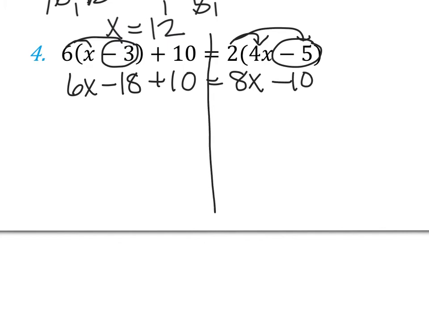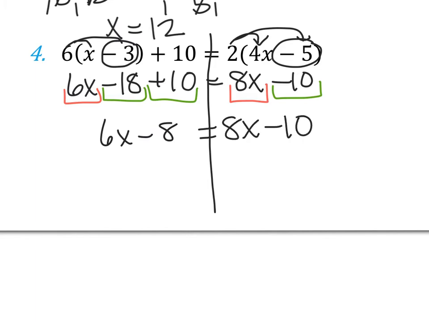Let me draw my line, and let me throw in some color, so I can see all my like terms. So I'm going to start off with my like terms that I see over on this left-hand side and combine them. You don't have to. There's many ways that you could go about this problem. But I see negative 18 plus 10, and I want to combine those to get negative 8.